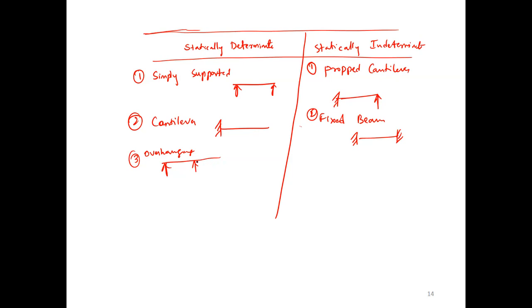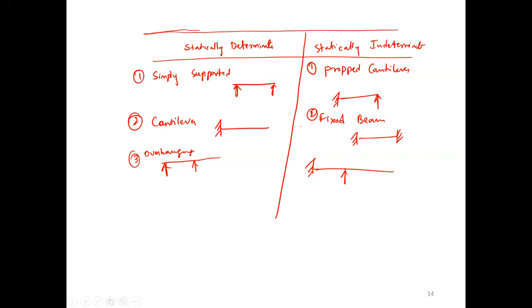Now overhanging may be statically determinate or it may be indeterminate. See, when an overhang comes like this, only 2 reactions, statically determinate. I will give you this type of overhang. Now tell me, this is which kind of overhang? Indeterminate, right? Here 3+1 is 4. Clear? Any doubts? This is also overhang, but it is indeterminate. This is also overhang. This is determinate.